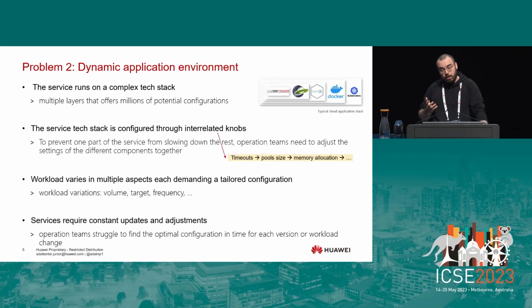As I said before, the workload varies regarding multiple aspects: volume, target, frequency. And for each workload, the application has its own requirements. There is a specific requirement for each workload observed, so it may require a specific configuration for a specific type of workload. As we can imagine, operations teams do not have enough time to master the best configuration for each workload observed. So they just stick, as I said, with overprovisioned replicas to tackle these many different workloads that may happen. But as you can imagine, it is a lot of wasted resources.